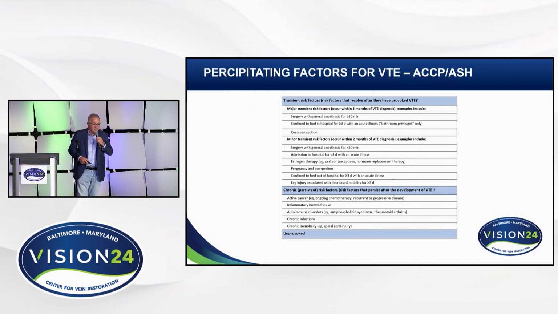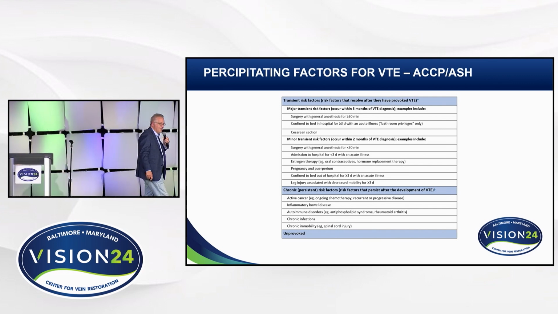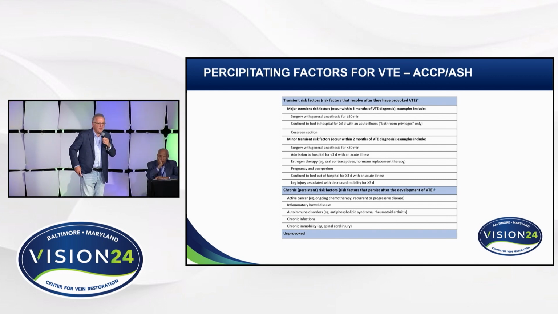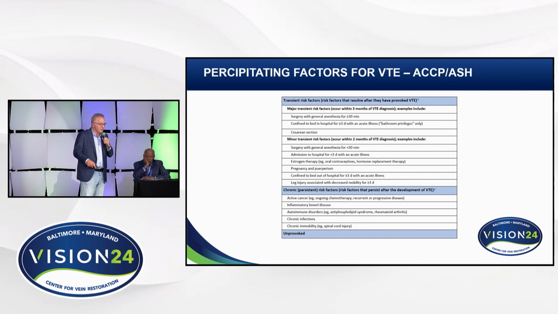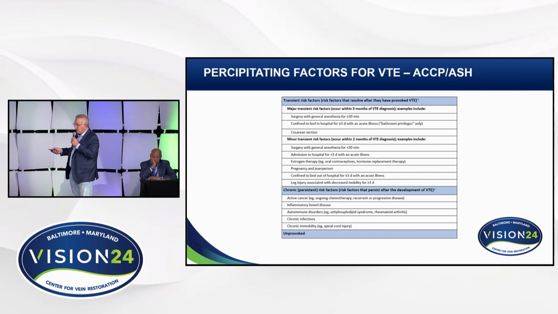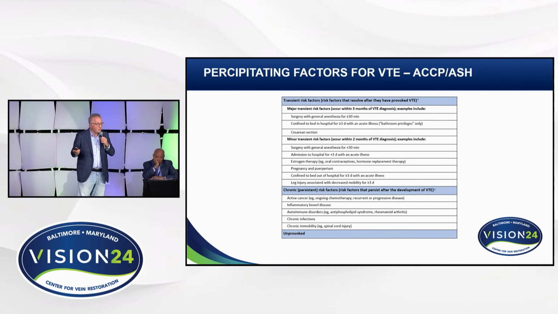When you look at both the ACCP and the American Society of Hematology, they break down risk factors as either transient or chronic or persistent. And you can see here the ACCP further subdivides the transient risk factors, whether they're major or minor. And then, of course, you have those patients who have no identified risk factors, or unprovoked thrombosis. So you can see there, major surgery over 30 minutes, admission to a hospital for more than 3 days.